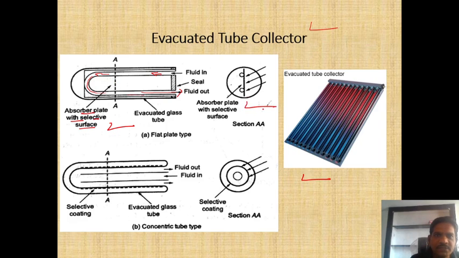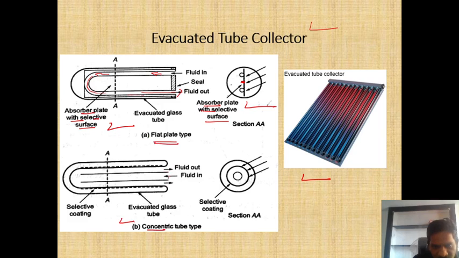If you consider it this way, section AA, if you observe the side view, this is the top view, and this is the side view. So, absorber plate with selective surface. These are the tubes and this portion is the absorber plate and these are the solar radiations. Okay, this is the flat type. Another is the concentric type of tube.